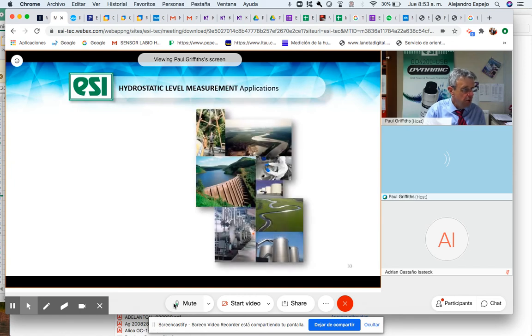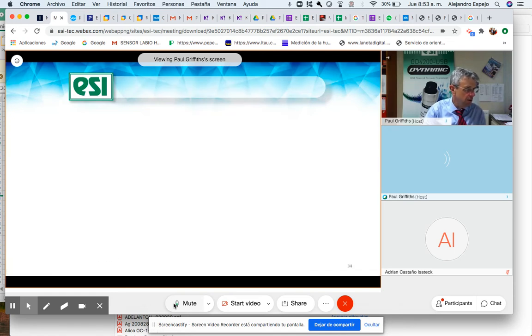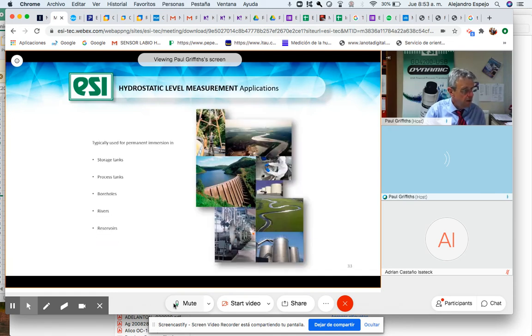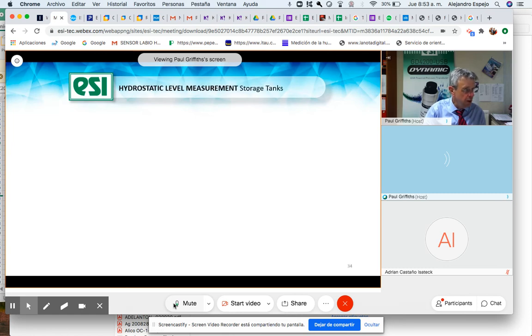So, some applications, many applications: storage tanks, process tanks, boreholes, rivers, reservoirs, lakes, I guess, as well. Anywhere where there's liquid, you need to measure accurately.